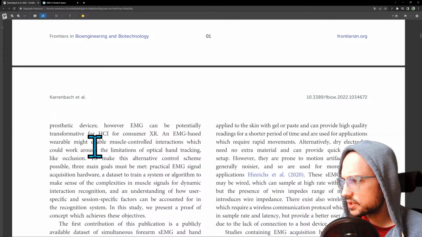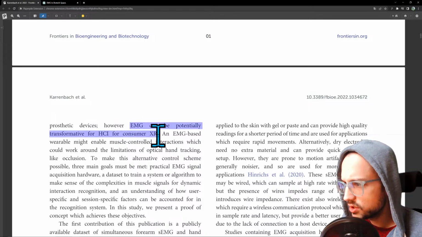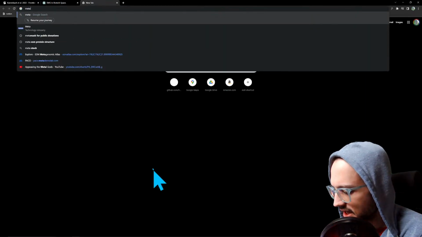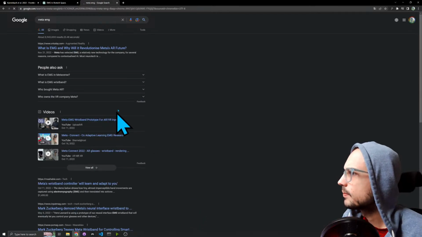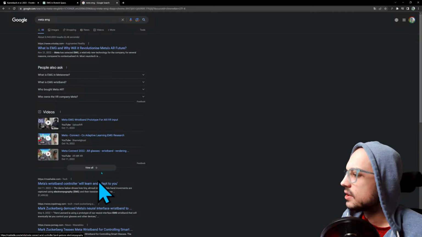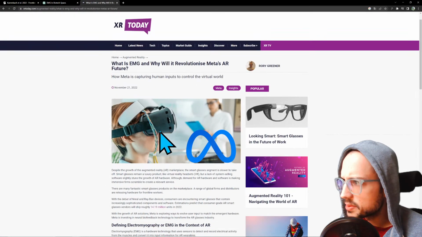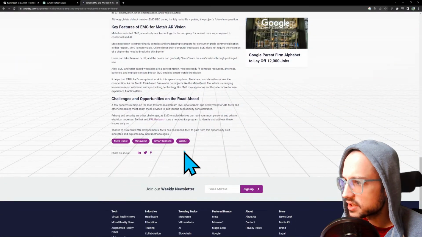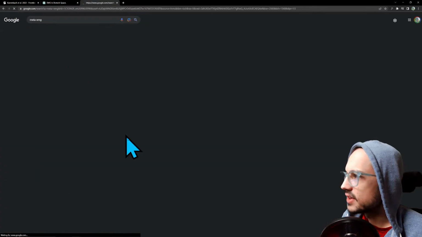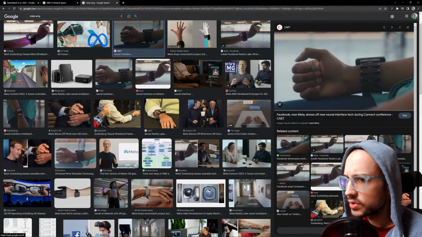EMG can be potentially transformative for HCI for consumer XR. Yeah, we do see in one of Meta's presentations, they had an EMG wearable, so Meta EMG. I think they acquired a specific company that does this, but it's basically a kind of wristband. Let's see if we can find a good image. Yeah, it's like a little wristband.